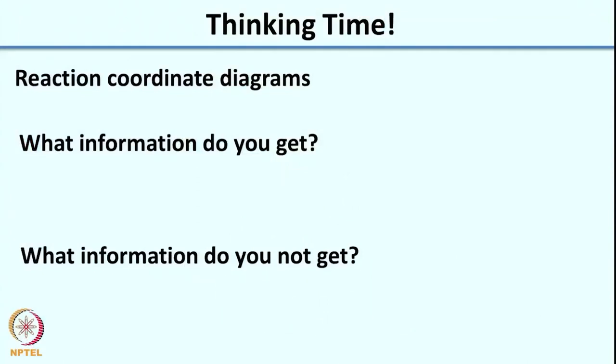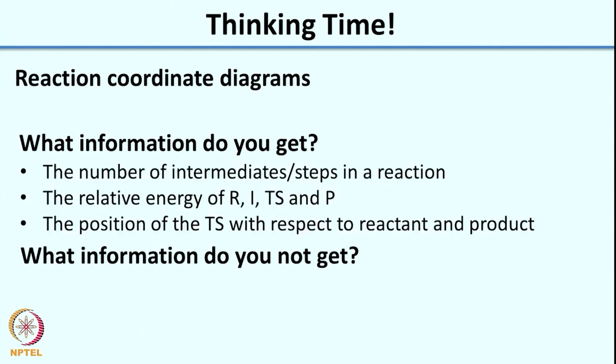So now with this concept, I had asked you to think about this question. Looking at reaction coordinate diagrams, what information do you get and what information do you not get? Some of the information that you get is, unlike just showing the reaction with an A going to B arrow representation, in the reaction coordinate diagram, you can see the number of intermediates or steps involved in a reaction.